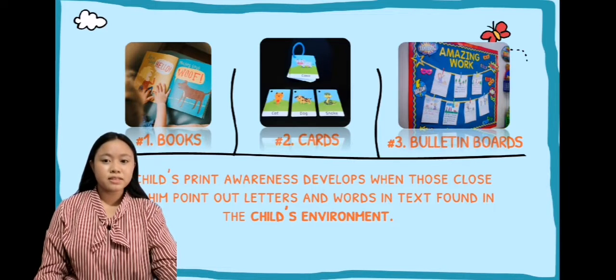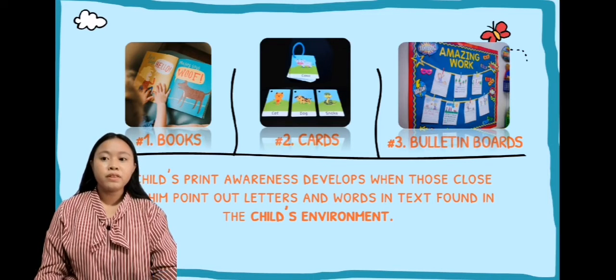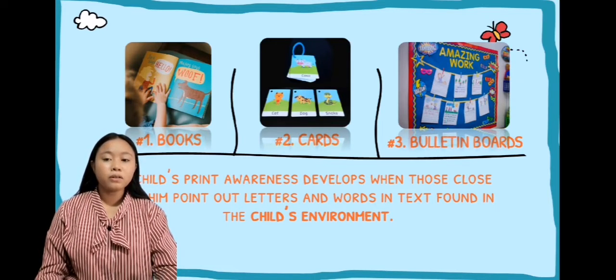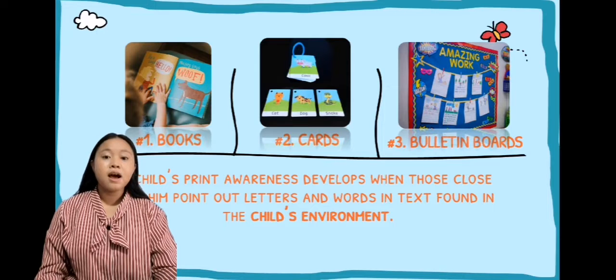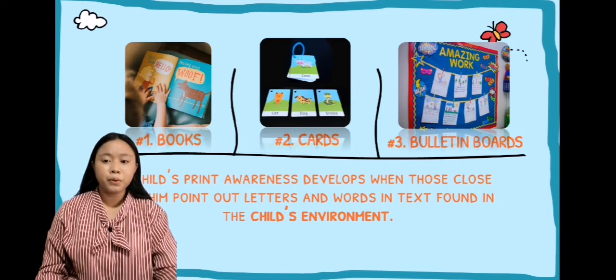First, we have books. Second, cards. Third, bulletin boards. So a child's print awareness develops when those close to him point out letters and words and text found in the child's environment. It develops through playing word games, when you turn the page of a book, and when you run your finger under a line of text as you read.